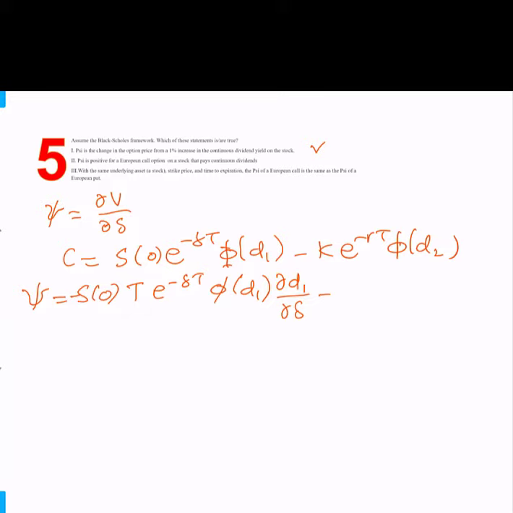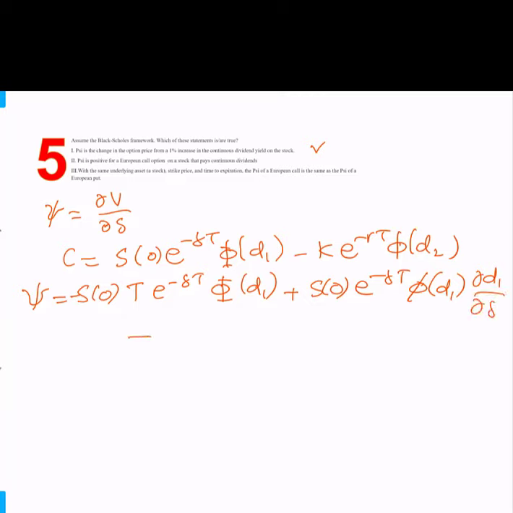Oh no, this is my bad. It should be phi of d1. We have to use the product rule for the first term. Plus S0 e to the minus delta T little phi of d1 times the partial derivative of d1 with respect to delta, minus K e to the minus RT little phi of d2 times the partial derivative of d2 with respect to delta.